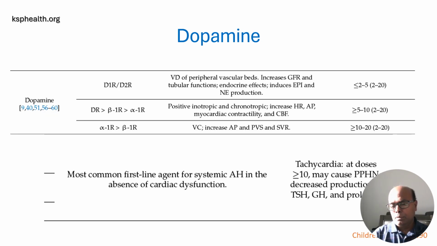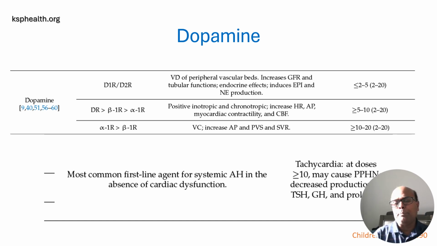Other medications most commonly used in the neonatal area, the number one being dopamine. Dopamine has three effects based on the dosage used. Up to 5 mcg per kg per minute, it acts on dopamine 1 and dopamine 2 receptors. It predominantly causes renal vasodilation.